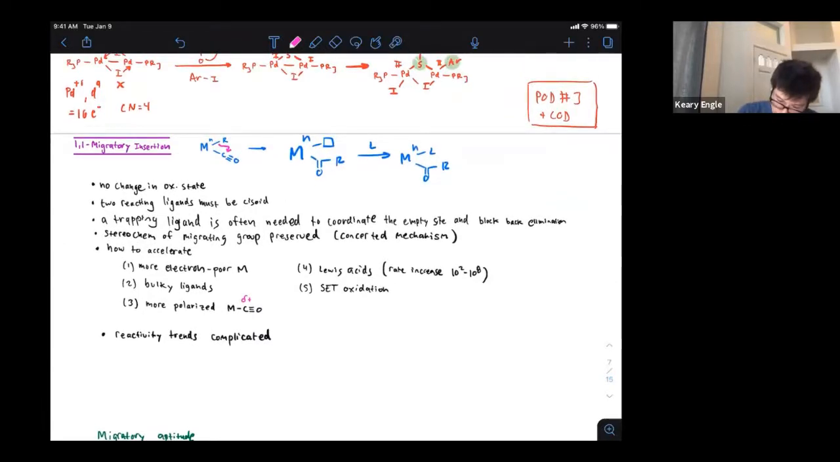And likewise, coordination of a Lewis acid would be expected to accelerate the reaction. And for reasons that are a little bit more complex, but do go hand in hand with the point I just made about a more electron poor metal, SET oxidation is often found empirically to accelerate 1,1 migratory insertion.